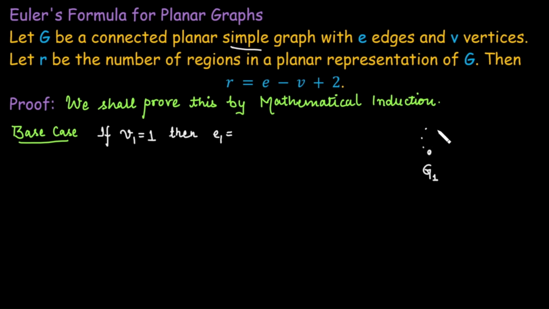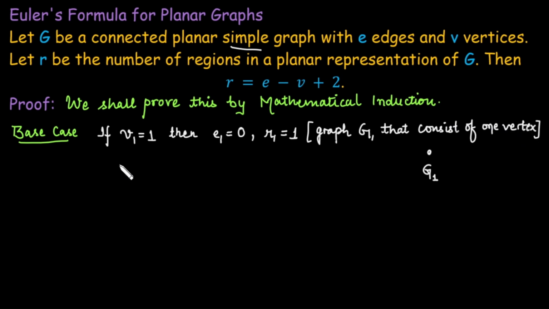Thus, we can say that there is no edge in the graph to fulfill this condition because we are considering the graph as connected, planar and simple. So the total number of edges in this case is 0. And how many regions are we getting according to this graph? That is the one entire plane. Hence the number of regions for this graph is 1. It means we have considered graph G1 that consists of one vertex.